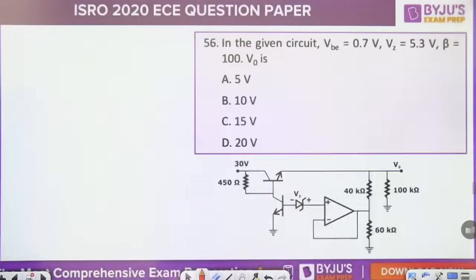Next one. In the given circuit, VBE is equal to 0.7 volt, VZ is equal to 5.3 volt, beta is equal to 100, and V0 is asked.